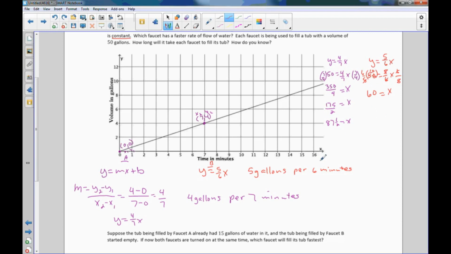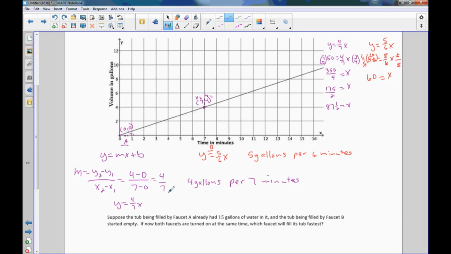So it will take faucet A 87 and a half minutes to fill the tub, and it will take faucet B 60 minutes to fill the tub. And it says, how do you know? Well, it's because I know my rate and I know my gallons, so I can find time.